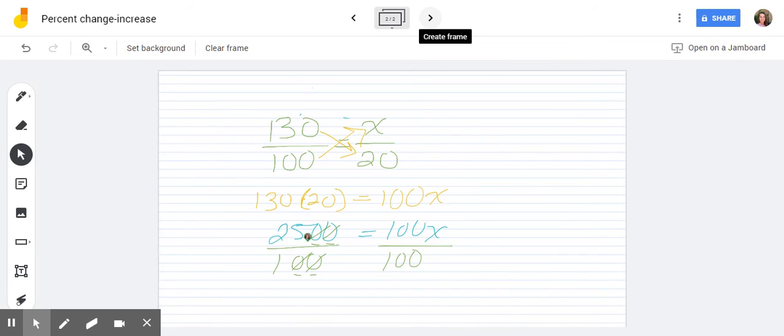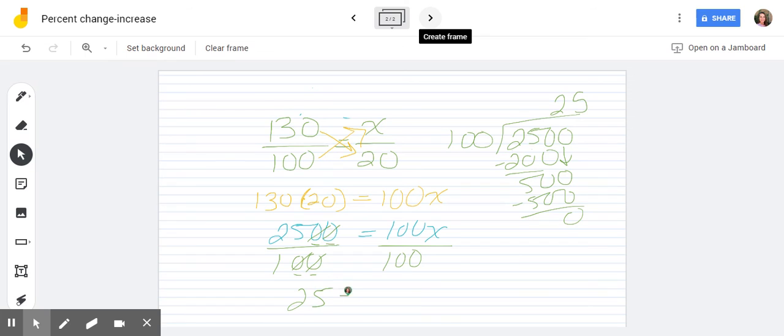For my friends who aren't sure how that works, we can do 2600 inside of the house, 100 outside. How many times does 100 go into 2? It does not. Into 26, it does not. Into 260, it goes 2 times. When we subtract that out, it gives us 60 with a 0 coming down, and that goes in 6 times. So our answer to X is 26, which means that this battery has increased the amount of time it lasts by 26 minutes.